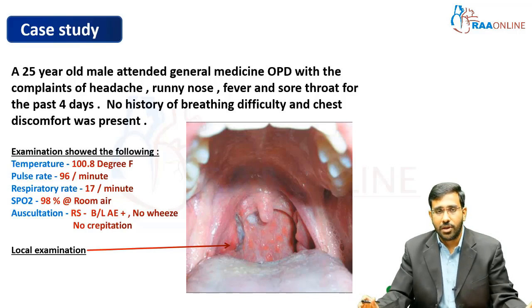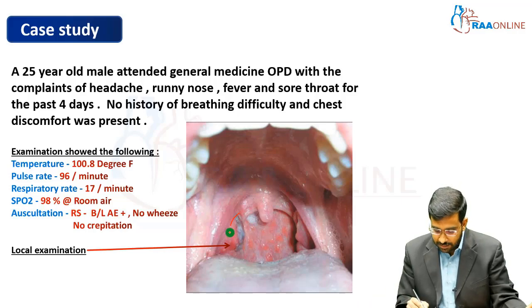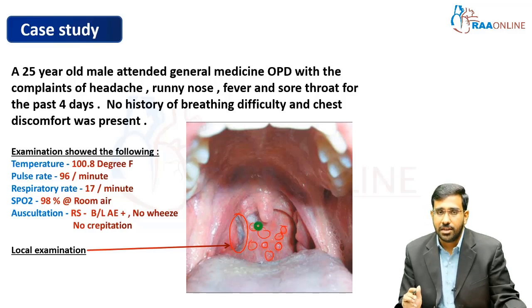So in the image you are able to see the finding. There is tonsillar enlargement and you are able to see the follicle enlargement, and we call this influenza follicle, where there is enlargement of the pharyngeal lymphoid follicle, and in clinical examination we will be able to see this particular lesion in the oral cavity.